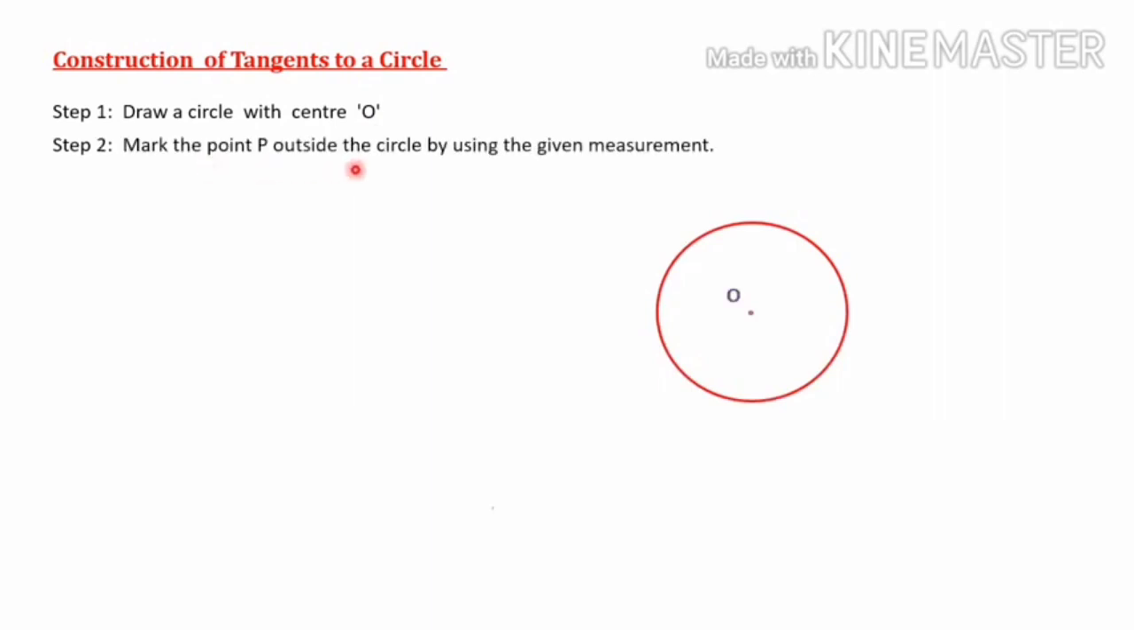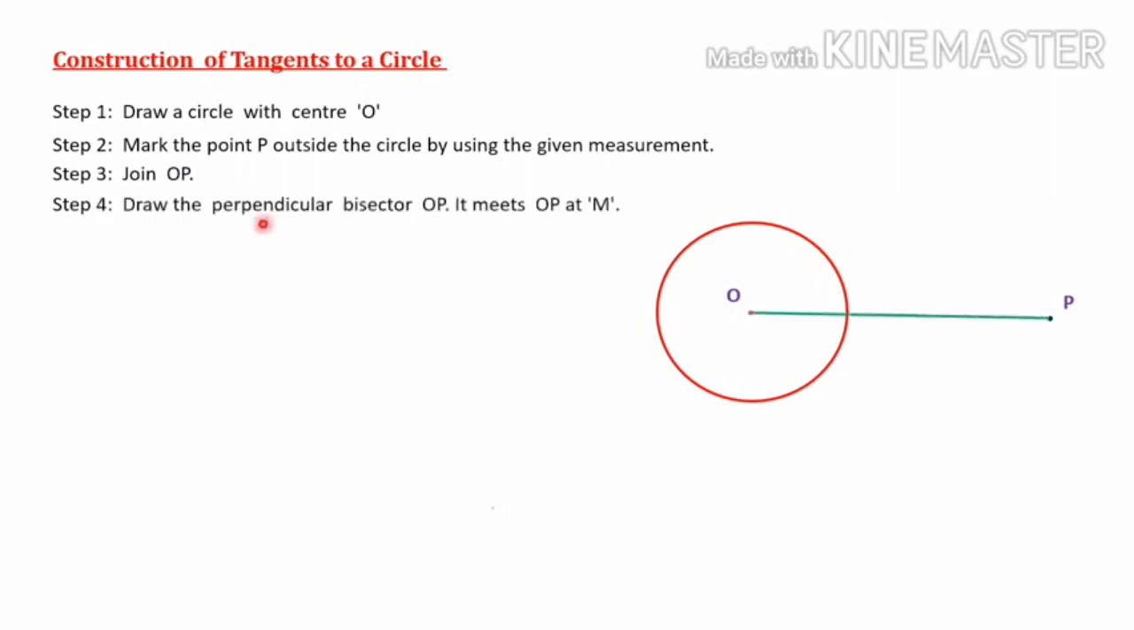Mark the point P outside the circle by using the given measurement. So there will be a measurement given to you. Take that measurement and mark the point P outside the circle. Next is join OP. You joined OP. Then draw the perpendicular bisector of OP. It meets OP at M.